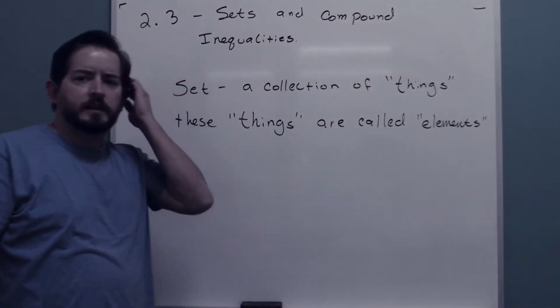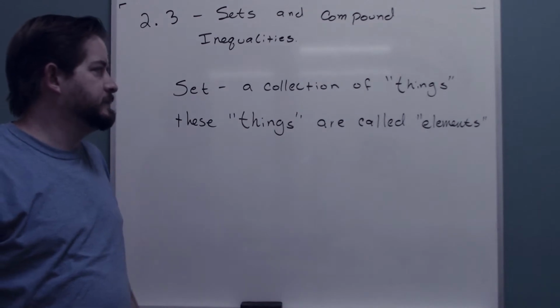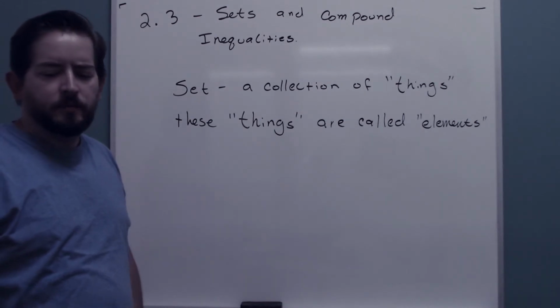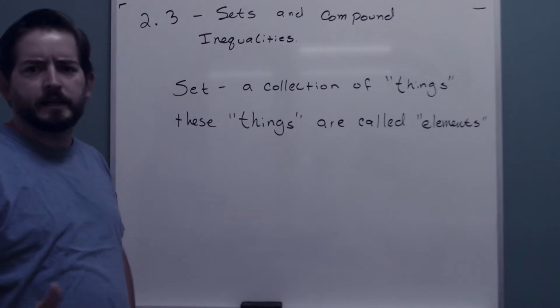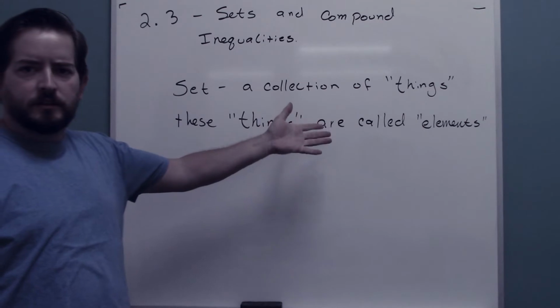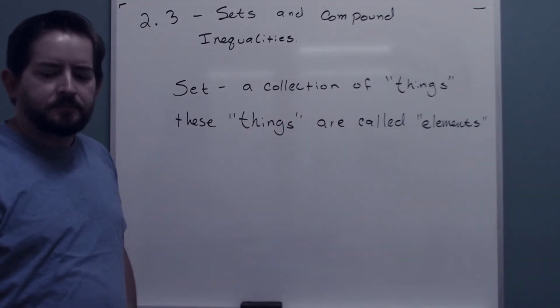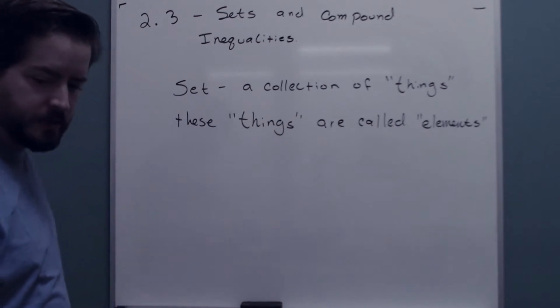So it's just a collection of objects. We're going to call those elements, right? And again, they could be a great number of different things. We're going to stick to pretty simple ideas like numbers. Our sets will be numbers or letters, pretty basic stuff like that. So let's take a look at a set.